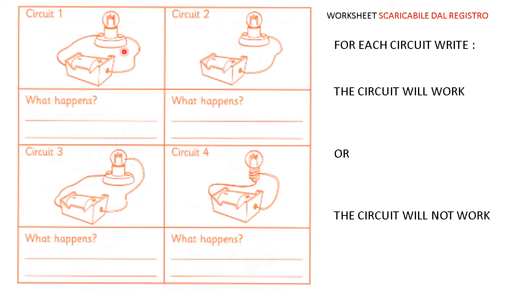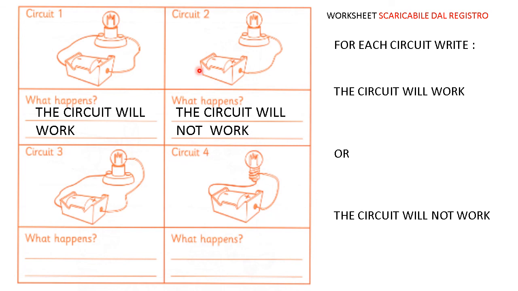Let's take a look at circuit 1. Circuit 1 will work. The positive side of the battery is connected to one part of the bulb, and the other part of the bulb is connected to the negative side of the battery. This is why it is a closed circuit and the light will turn on. Circuit 2, the circuit will not work because the bulb is not connected to the negative side of the battery.